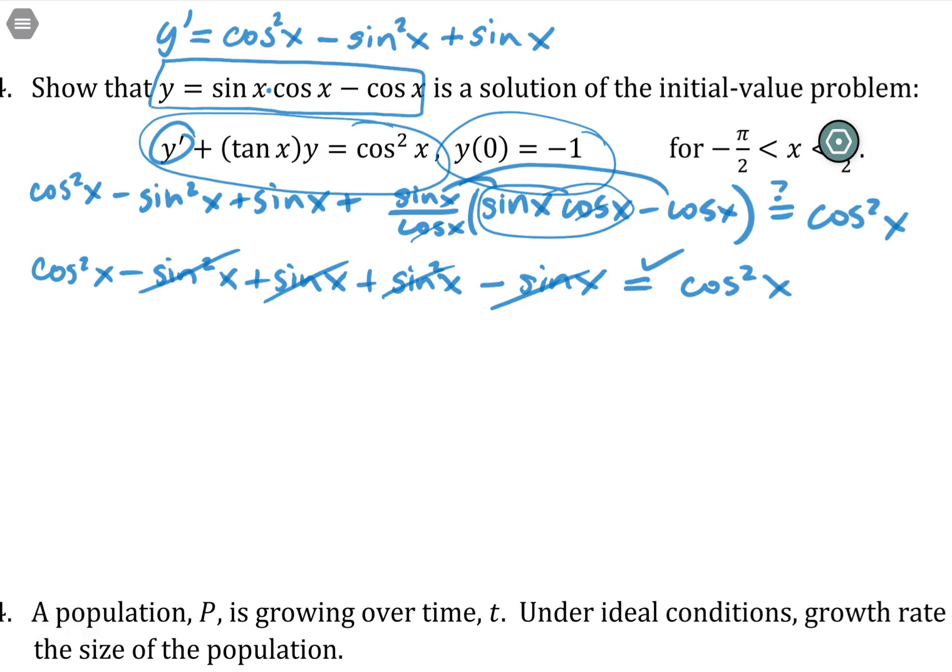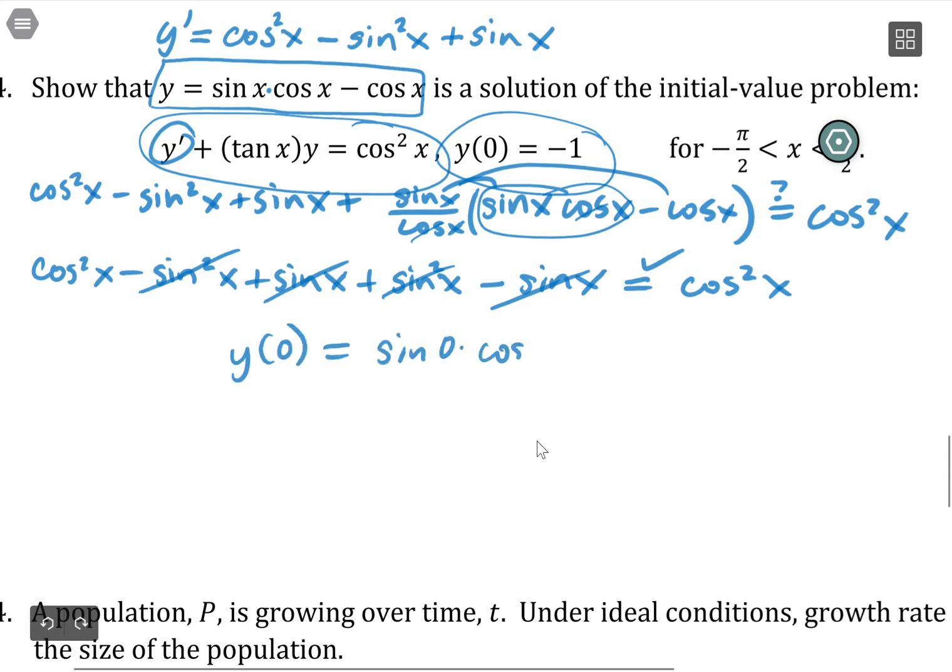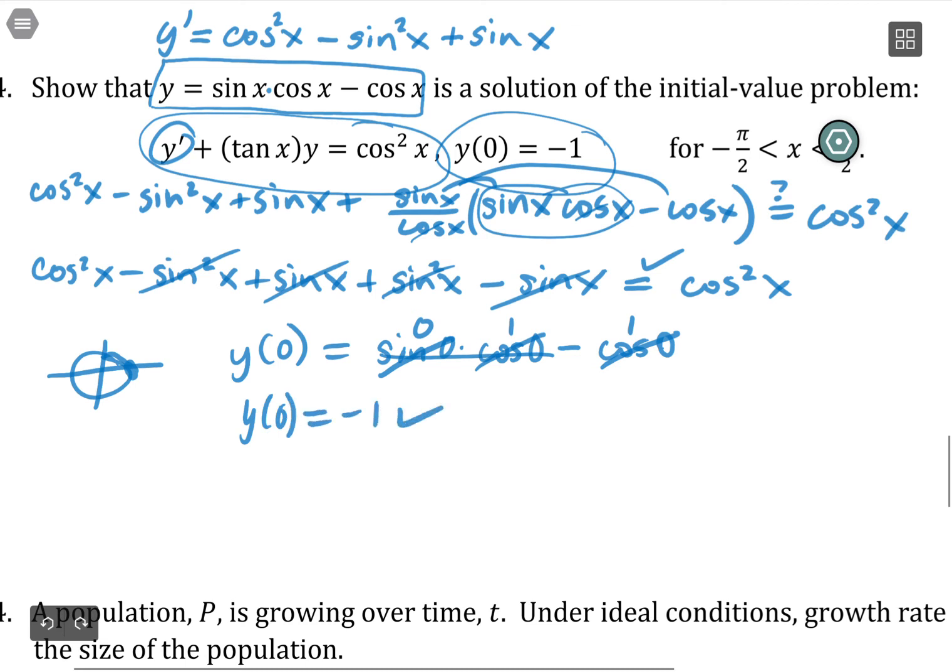So the only other thing to check is that y of 0 is negative 1. So we're going to have sine 0 times cosine 0 minus cosine 0. So remember, we're talking about being right over here on the unit circle. Sine, the y-coordinate, is 0. Cosine is 1. So this whole thing is going to be 0, of course, but then we do get y of 0 equals negative 1. So check, it is a solution.